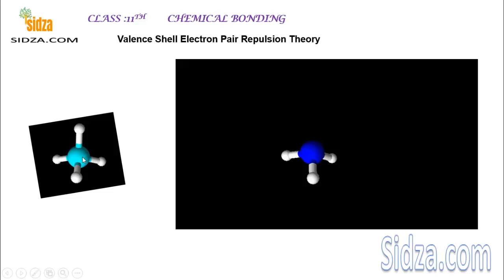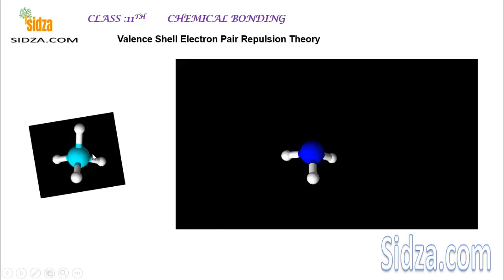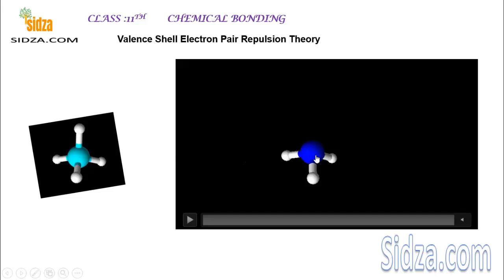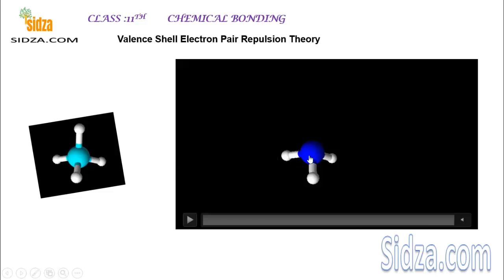Here bond pairs are 0, only 4 lone pairs. Here you see that in ammonia we have 3 bond pairs and 1 lone pair. So total is 4, correct? So around the carbon and around the nitrogen in ammonia, electron pairs are the same, but there is a difference in the bond pairs and the lone pairs. That's why carbon is tetrahedral and ammonia has a pyramidal shape.